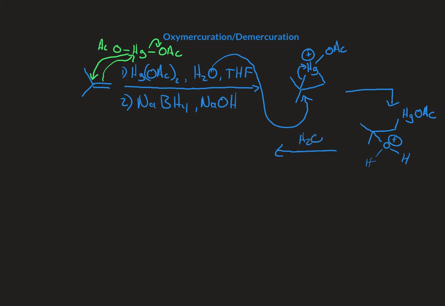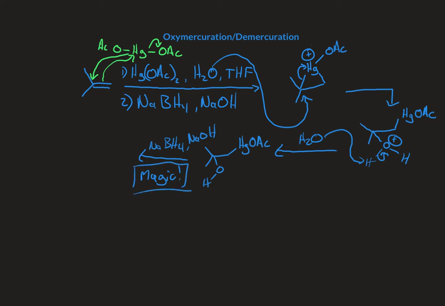And then water can come in again and deprotonate this to give you this mercuric alcohol intermediate. In a second step, we're going to add sodium borohydride and base. And this is going to be a magic reaction. It just replaces the mercury with a hydrogen. I do not expect you to know the mechanism for how that happens. It just happens.